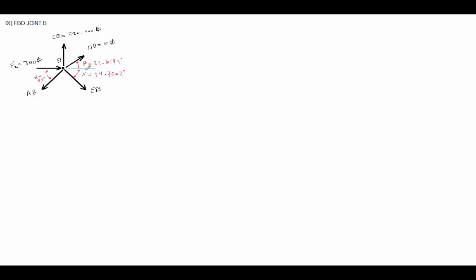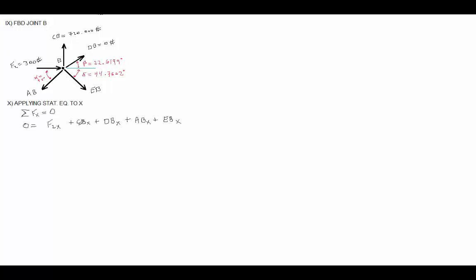All right, so here's joint B. I've got CB, DB, and F2 all acting on it, and I know the value of all three of those forces. I don't know AB, I don't know EB. Now I need to solve for AB and EB. Before you do that, you want to stop and say, okay, how many unknowns do I have in the x direction? AB has an x component, EB has an x component, so that's two unknowns. How many unknowns do I have in the y direction? AB and EB both have a y unknown, so it doesn't really matter where you start.